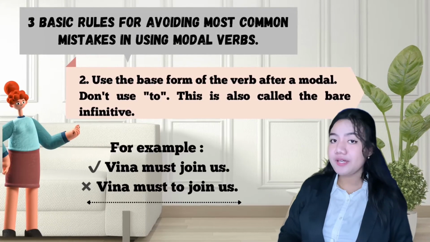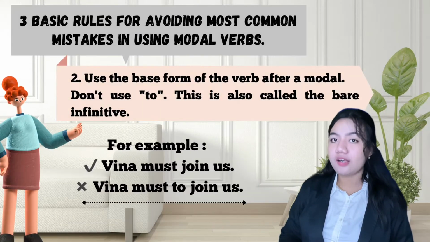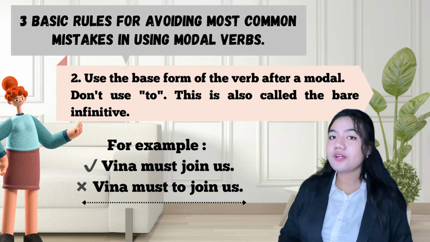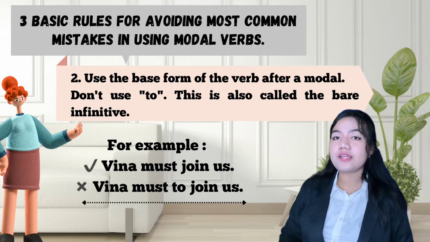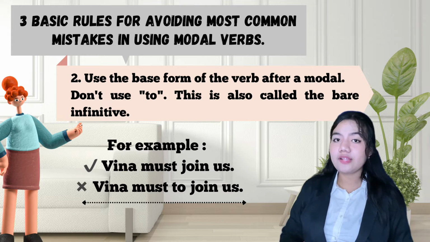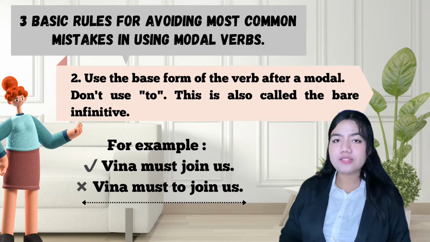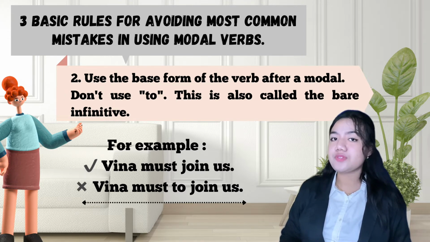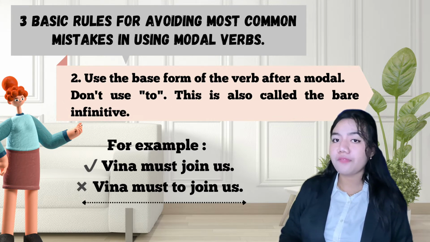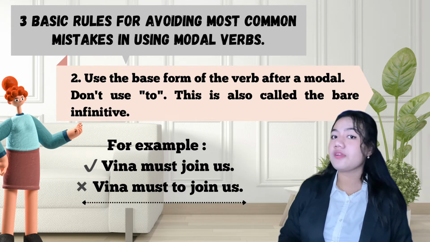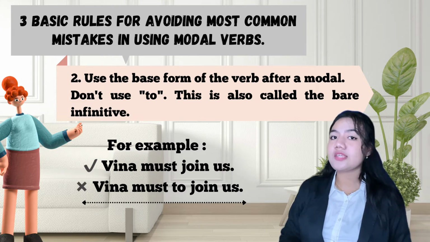Second, use the base form of the verb after a modal. Don't use to. This is also called the bare infinitive. For example, you should say, Vina must join us, not Vina must to join us, okay? This is a really common error, so make sure you don't make this one. So don't use the full infinitive to join after a word like must. Just use the base form of the verb, which is join. Vina must join us, he should join us, and so on, without to. Alright, very good.